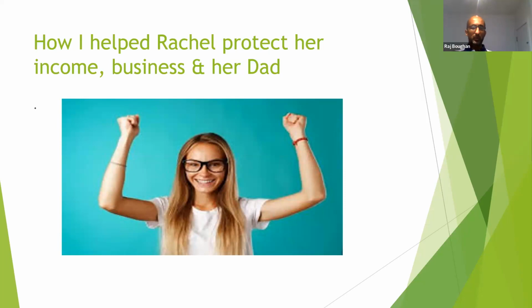So what we did was we set up one policy to protect her income, and a second policy where she would get a lump sum big enough to clear her mortgage if she had a critical or serious illness, like we said before about cancer.